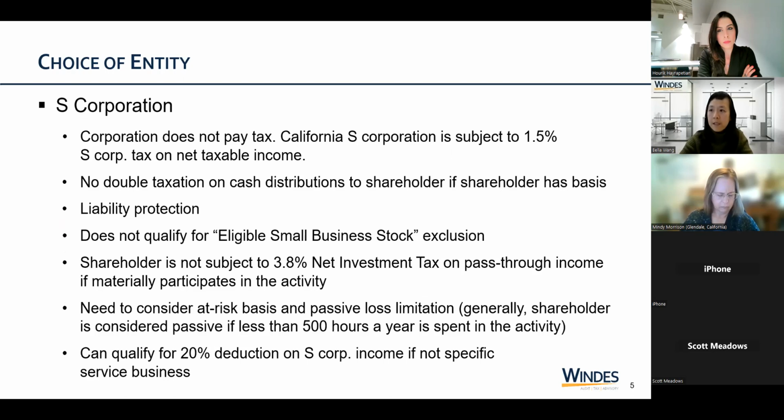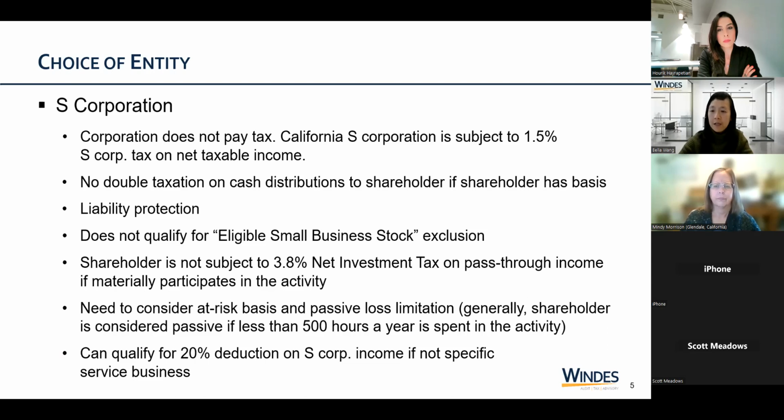The other type of entity is the S corporation. To make your company an S corporation, you just need to make an S election. You can make the S election effective the same day you incorporate your corporation, or you can make that S election later on. The benefit of having an S corporation is that there's no double tax.